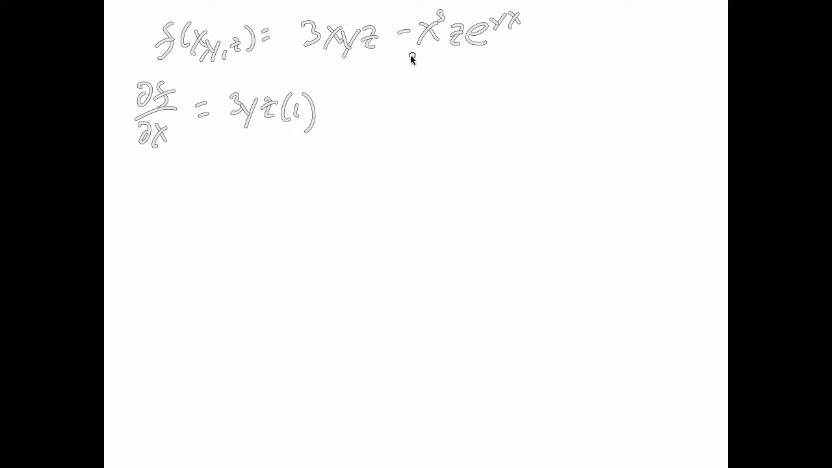The second term, we have x in two places, so we use the product rule. There's a z out front of the whole thing, so that's a constant. The product rule says you take the derivative of the first, which is 3x squared, times the second, plus the first times the derivative of the second.